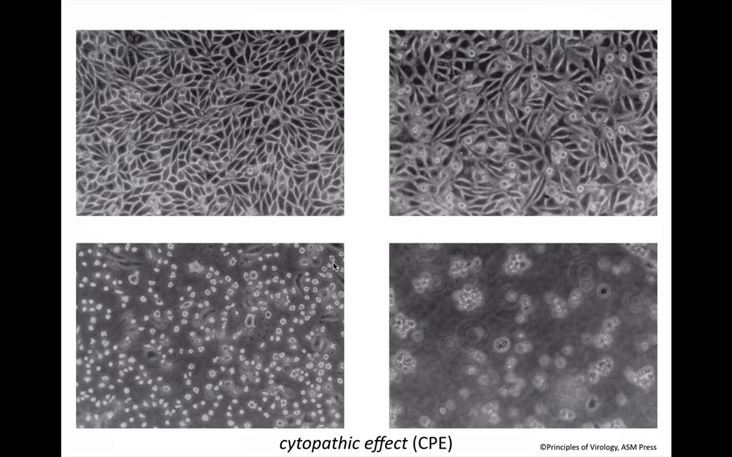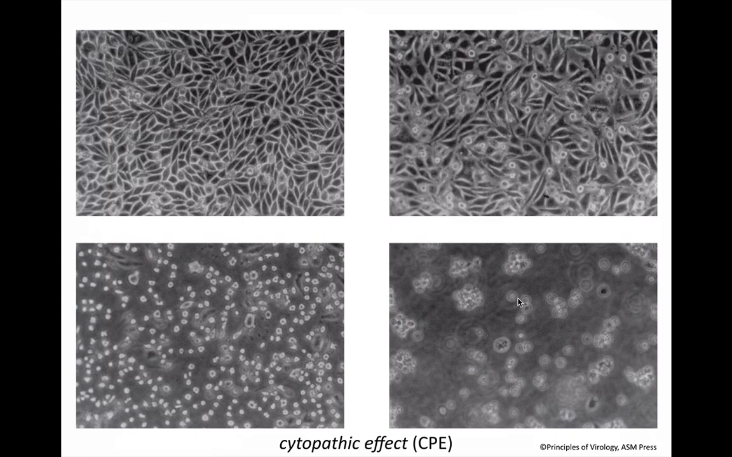These are 4 photographs of the same culture taken at different times after infection with polio. This is 0 hours, this is 2 hours, this is 4 hours, and this is 8 hours. So you can see that the cells are rounding up and detaching from the monolayer. And these changes, this is one kind of such change, these changes are called cytopathic effects, or CPE.